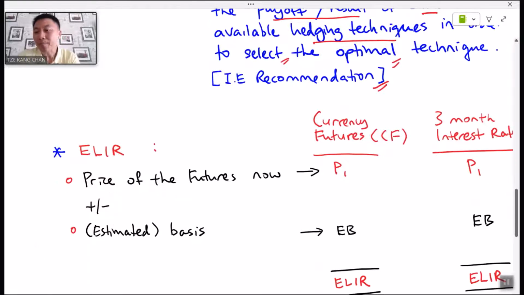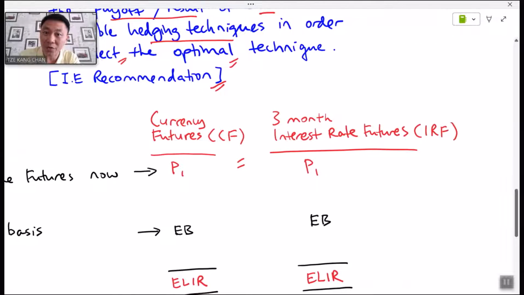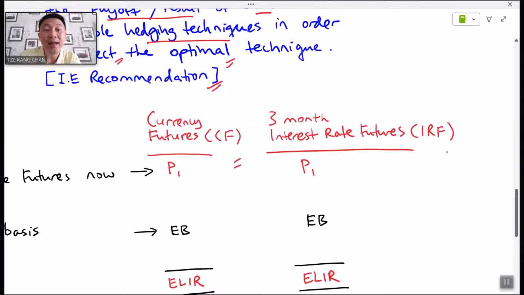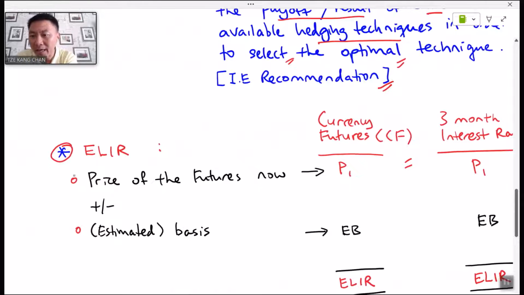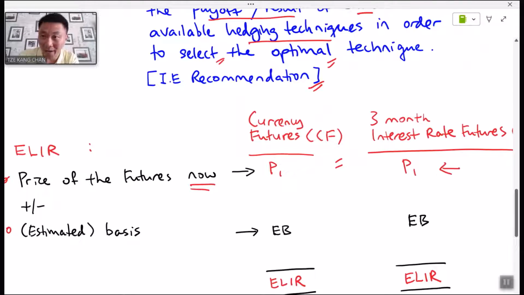Here we go. Referring to the notes on asterisk, the calculations of ELIR for both the currency futures, which is called CF, and interest rate futures, IRF, are pretty much similar by looking at the price of the futures contract at this point of time now, which is always referring to the P1, and P1 is normally provided in the examination's questions.